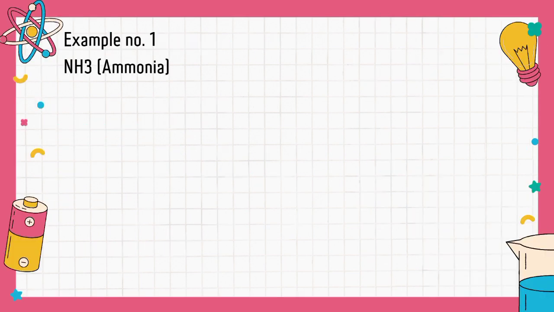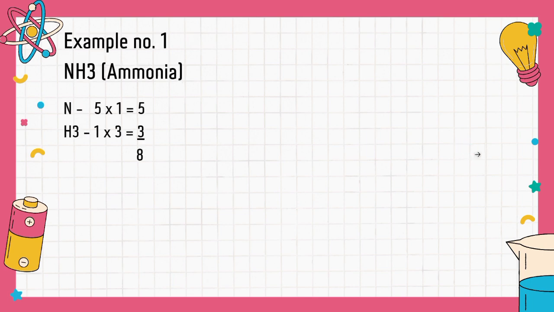For example number 1, we have NH3 or ammonia. So as the first step says, you have to count all the valence electrons. So N or nitrogen has 5 electrons and 1 atom, and we will multiply them and we will get the answer of 5. Then H or hydrogen has 1 electron and 3 atoms, and we will multiply and the answer will be 3. And we will add both of them and the answer will be 8.